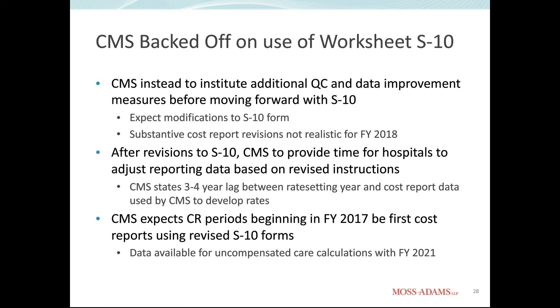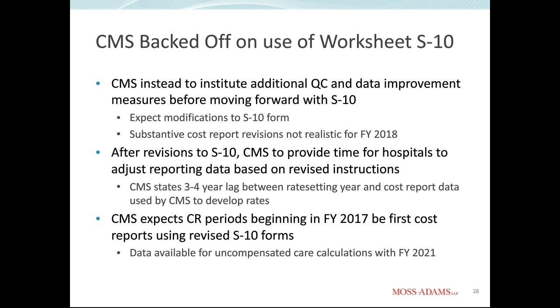One of the major changes that was proposed and then CMS backed off on it was the use of Worksheet S10 data in the Factor 3 distribution of the DISH uncompensated care payments. CMS decided that they were going to move forward with S10, and that was laid out in the proposed rule that came out, I believe, at the end of April of this year. And then in August, in the final rule, they decided to back off. They want to give hospitals more time.